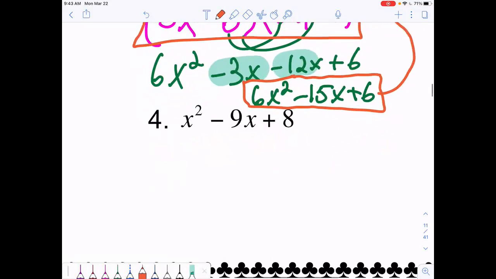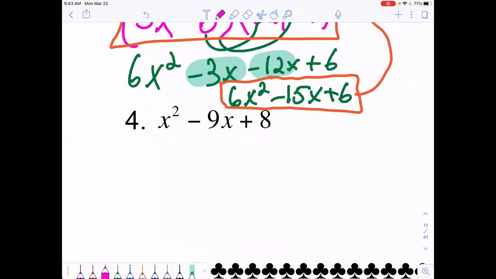Same thing. Let's look at number 4. So Michael, what are my signs going to be for number 4? If your AC is an 8, positive 8. Remember, it's only positive negative if their AC is negative. So in this case, it's a positive 8. So that means the signs are the same. Are they both going to be positive or both going to be negative? Yeah, they're both going to be negative.